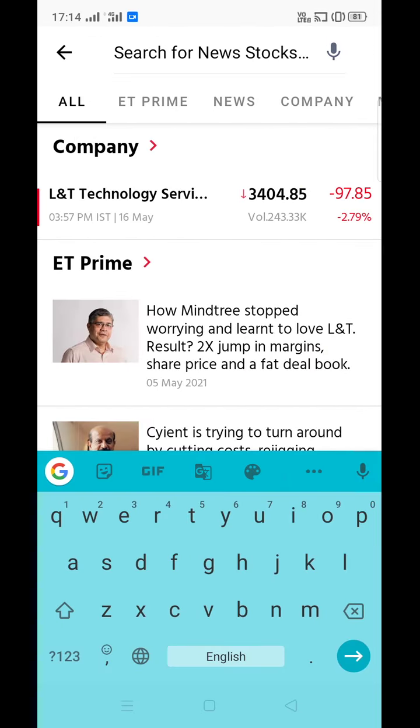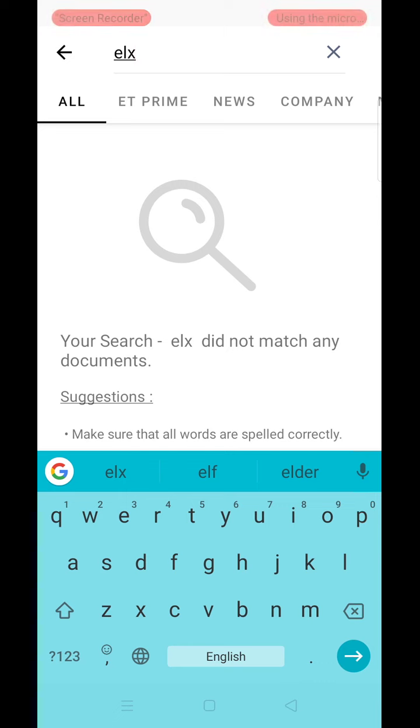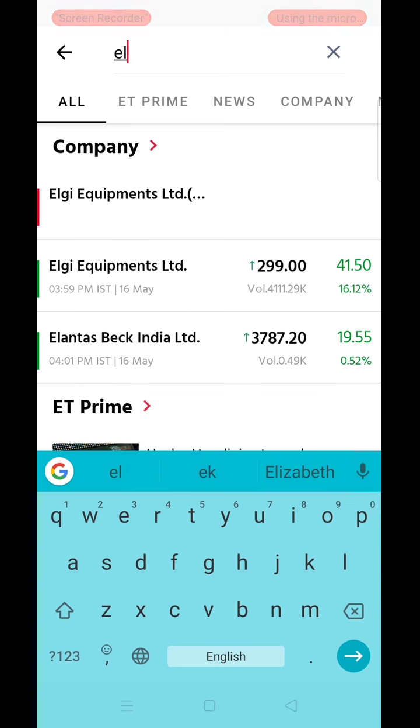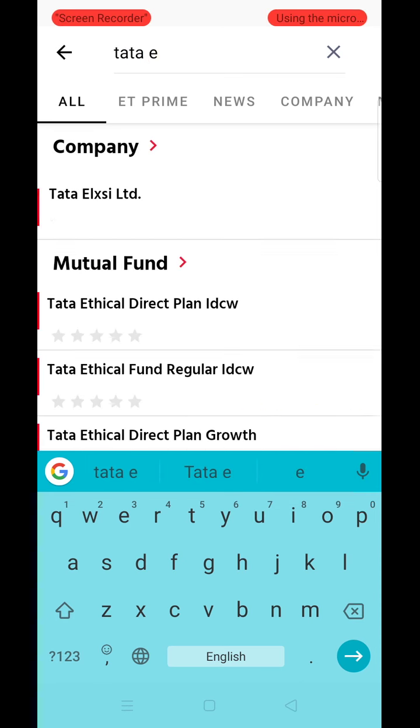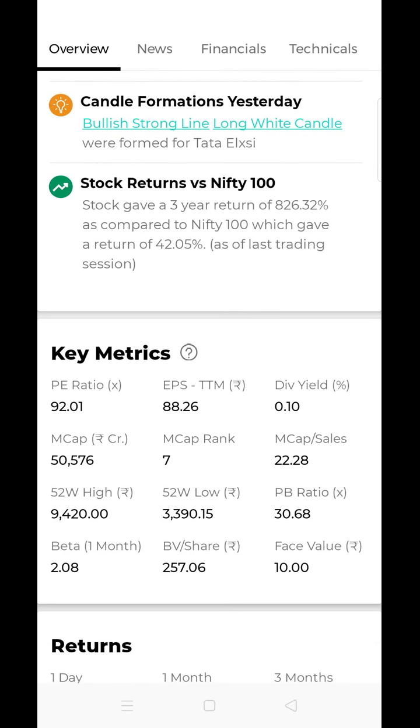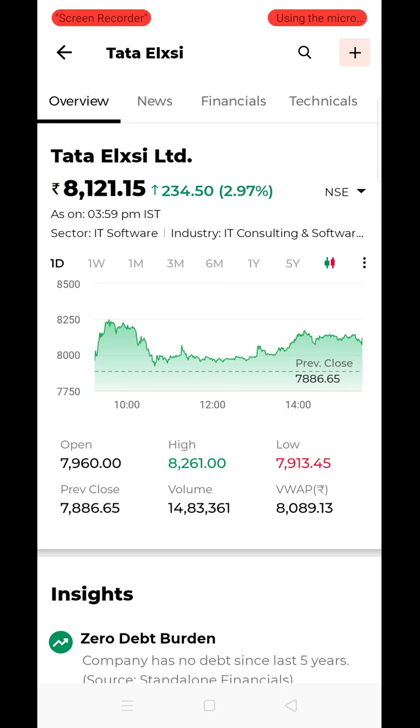Now let's look at Tata Elxsi. Quite a hot name. So the PE ratio right now is 92. So this tells you that if you enter Tata Elxsi right now, it's a very costly valuation you are entering at. So the margin of safety, the comfort is not there. That's what the thing is.